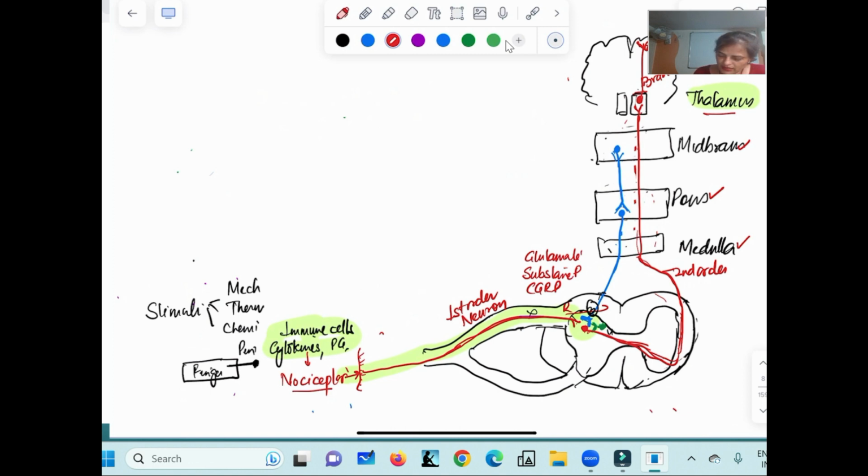This, with the red color shown, is a pain transmission pathway. What is this? Pain transmission. It is a spinothalamic tract, from spinal cord to thalamus. It is a spinothalamic tract.